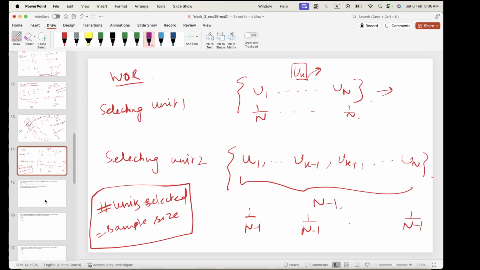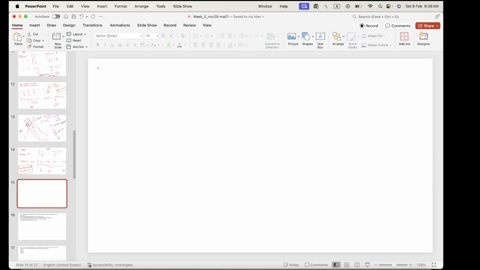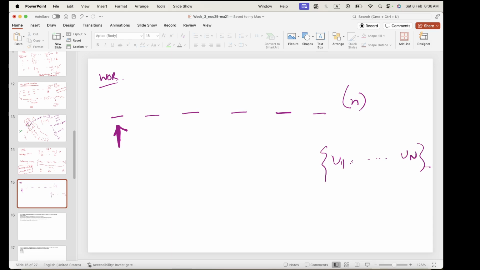Now if I want to do the same thing without replacement, what I'm essentially doing is, if I'm going with the without replacement scheme, I have small n spaces which I need to fill up. Now for the first place, I have capital N units, so I have capital N choices.